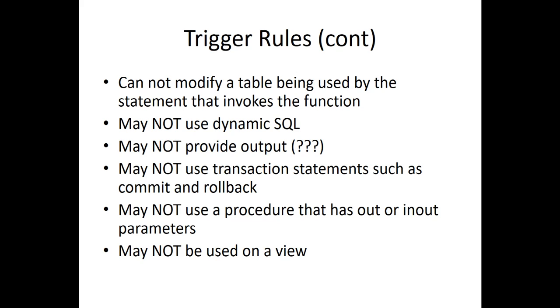We may not use a transaction statement such as a commit or a rollback in the trigger. We may not use a procedure that has out or in-out parameters. So I have a trigger that I've written, and I also have a procedure that I've written. Can I call the procedure from inside my trigger? Sometimes I can call the procedure if I pass information in. I have parameters going in, but I can't use the procedure if I have parameters that pass information out of the procedure, because then they would be back in the trigger.